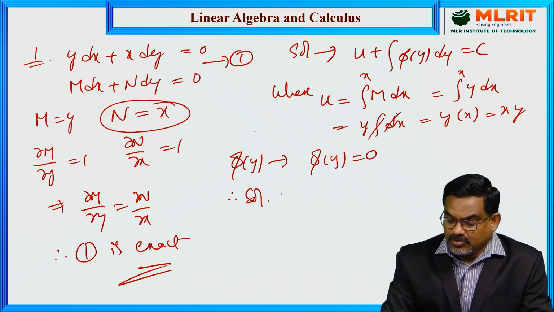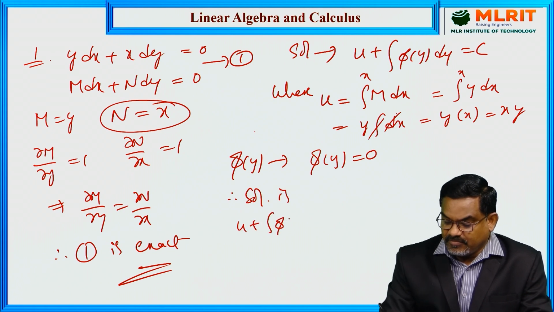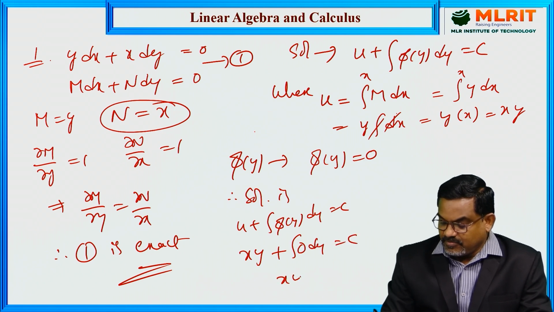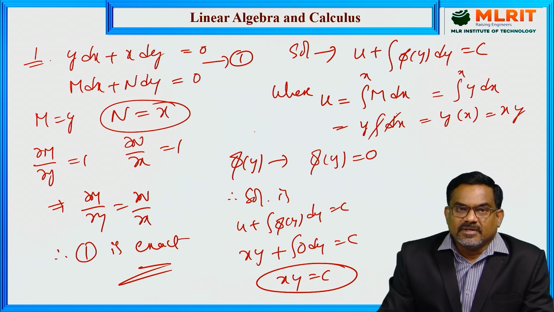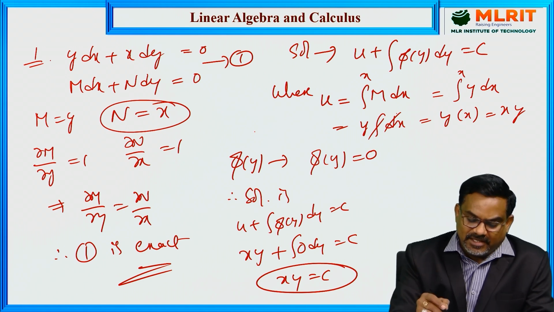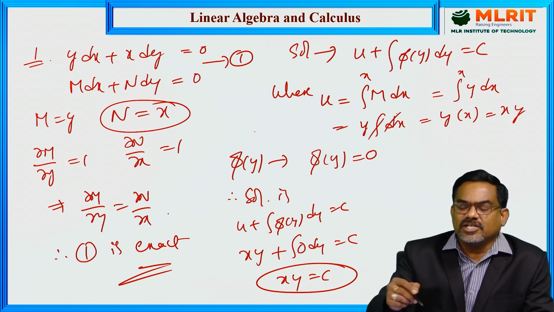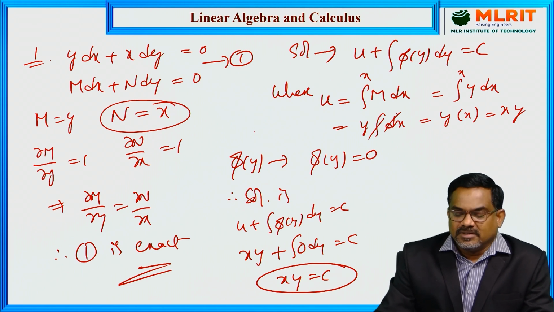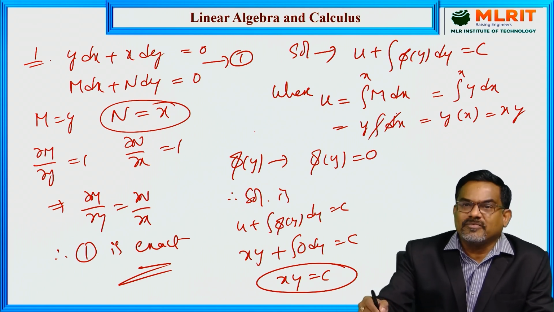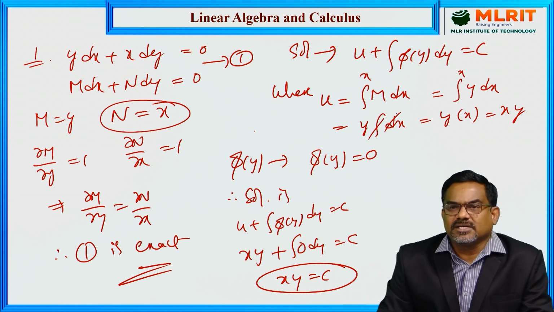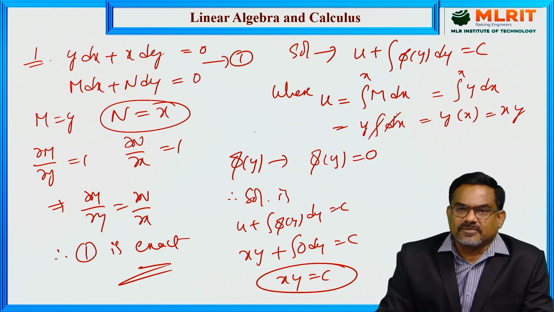Therefore, the solution is u plus integral phi of y dy equal to c. u is xy plus integral 0. So xy equal to c is the solution of the differential equation. So if you identify that the equation is exact, it is very easy to find the general solution. Simply u plus integral phi of y dy equal to c, where u is the integral of m with respect to x by treating y as constant, and phi of y is terms independent of x.